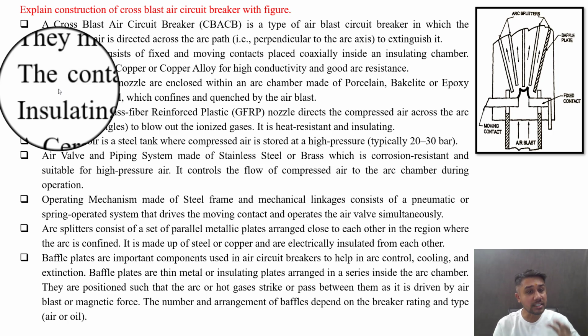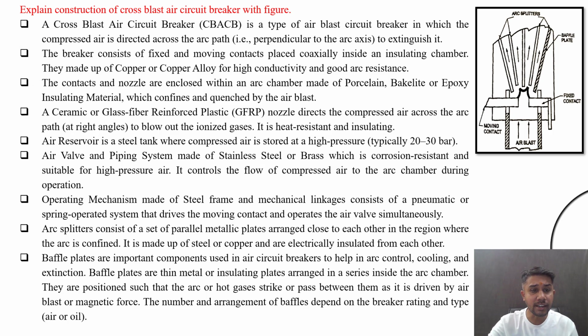Now the air reservoir is a steel tank where compressed air is stored at a high pressure, typically about 20 to 30 bar. The air valve and piping system are made up of stainless steel or brass material, which is corrosion resistant and suitable for a high pressure air system. It controls the flow of the compressed air to the arc chamber during the operation. Now the operating mechanism, made of steel frame and mechanical linkages, consists of a pneumatic or spring operated mechanism system that drives the moving contact and operates the air valve simultaneously.